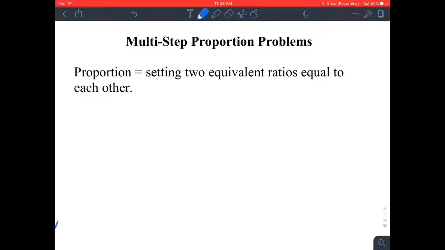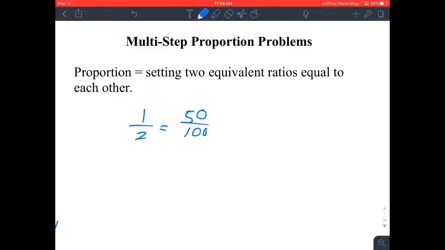Let's say that 1 out of every 2 people in this classroom are girls. 1 out of 2 are girls. And let's say that there are 50 girls in the class. That must mean there are 100 students total. 1/2 is equivalent to 50 over 100.